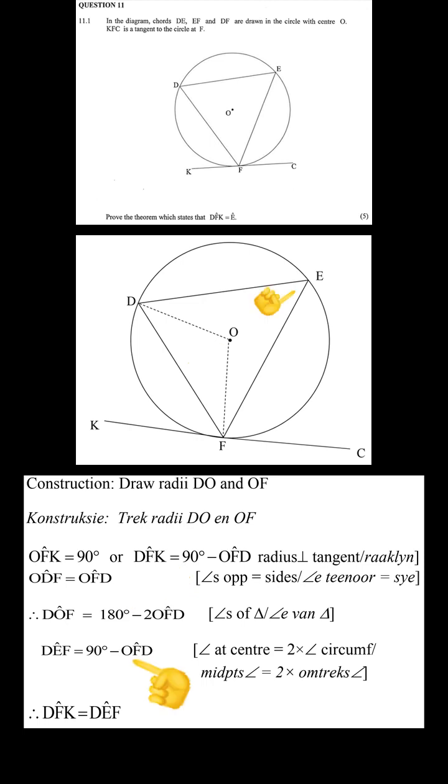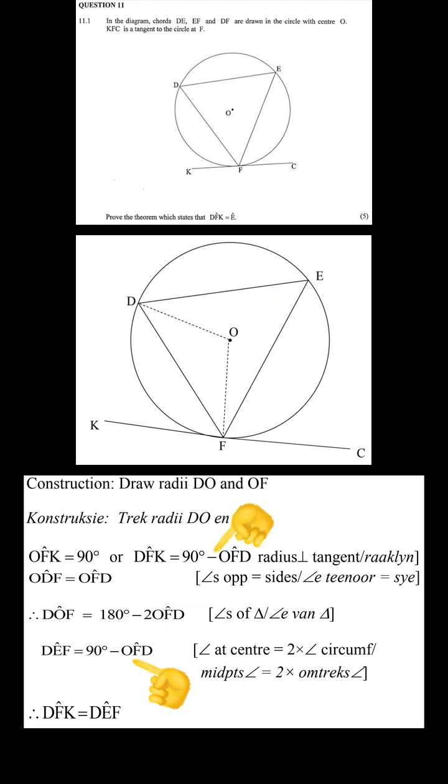The next thing to see is that the angle DEF would be equal to 90 minus OFD. This comes from the theorem which states that the angle at the center is double the angle at the circumference. We can see that the angle DOF is an angle at the center, therefore it is double the angle at the circumference, which is DEF. So how do we get 90 minus OFD? We get that by dividing 180 minus 2OFD by 2.